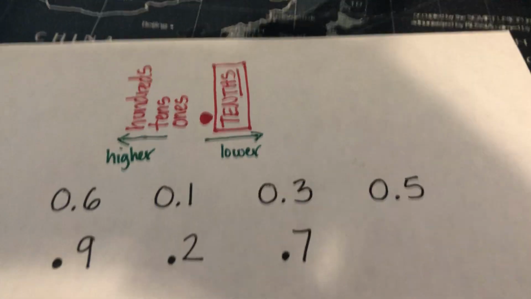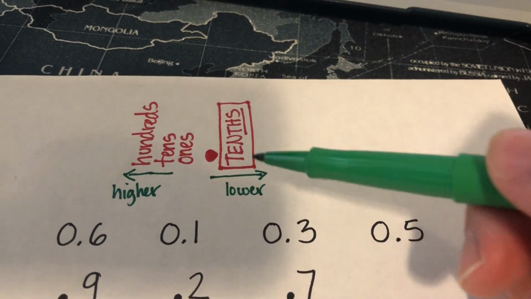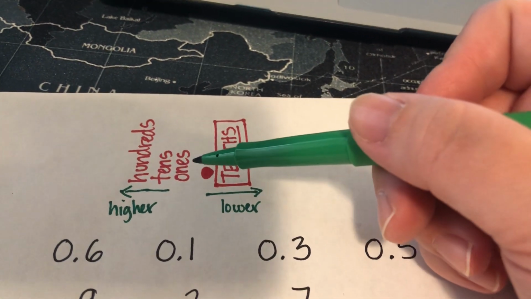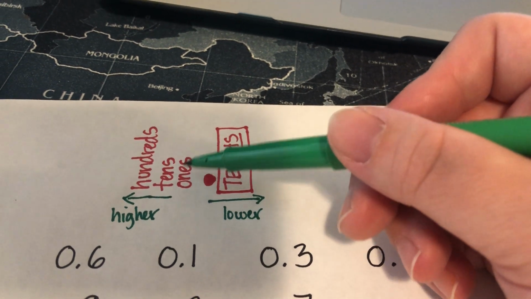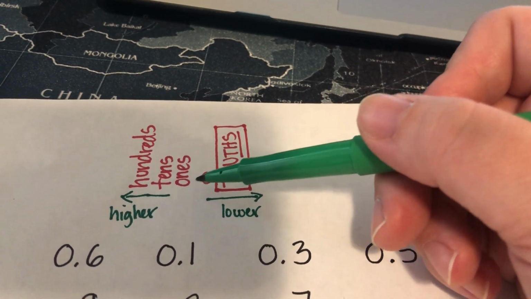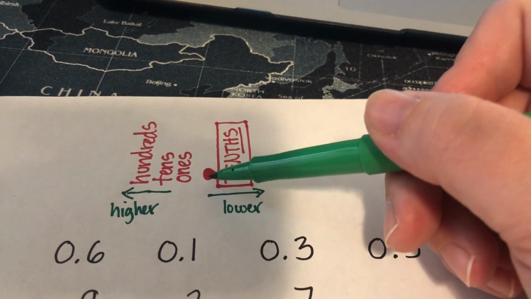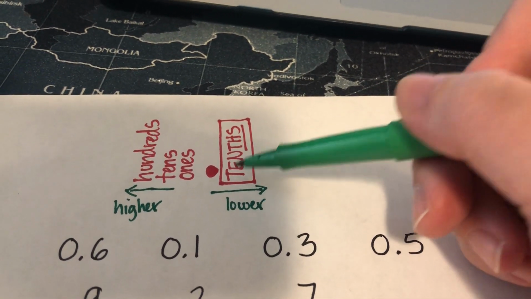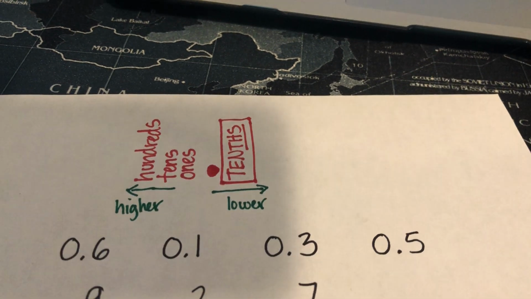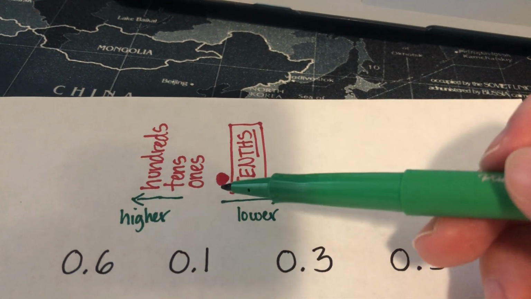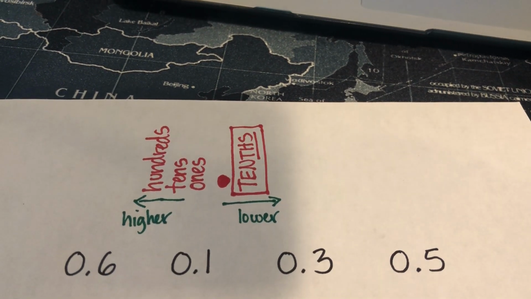Now, we are just focusing today on tenths, which when we look at our place value, we have our ones, right? But directly to the right of the ones, we have our decimal. So any number that is directly right of the decimal is going to be a tenth, okay? So any number directly right to the decimal is a tenth.